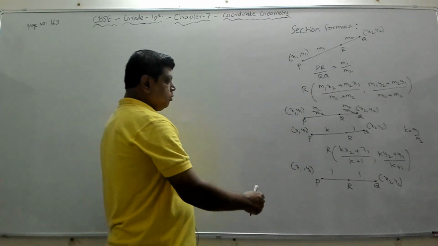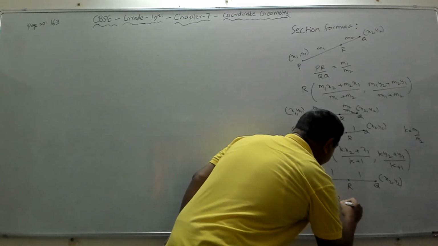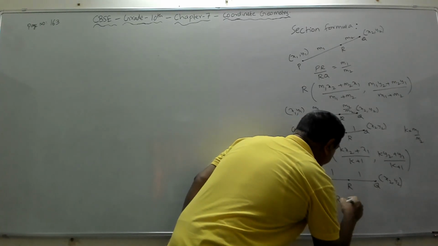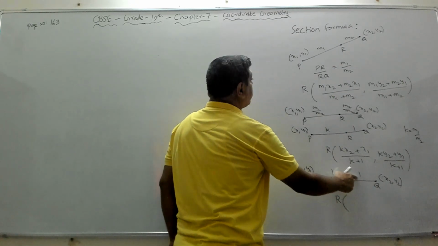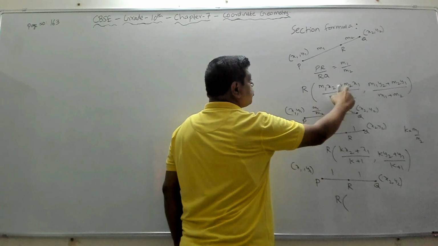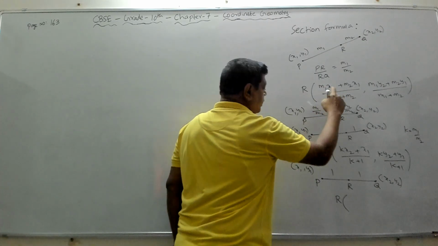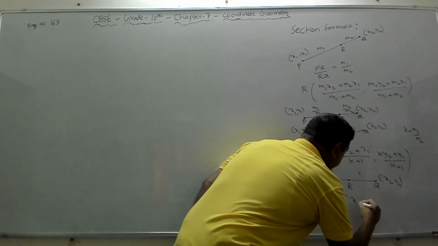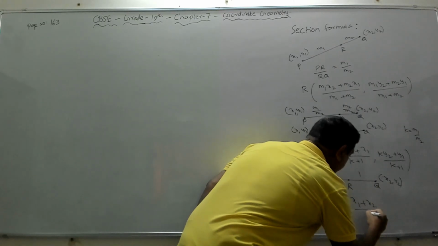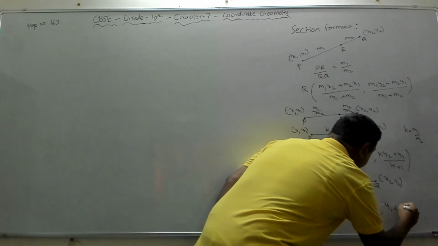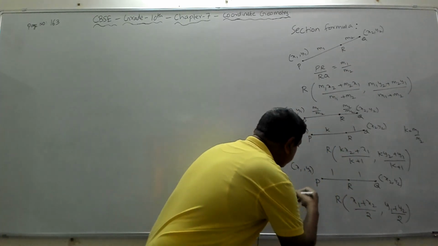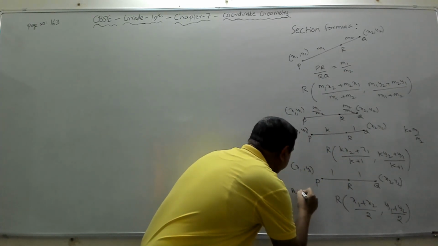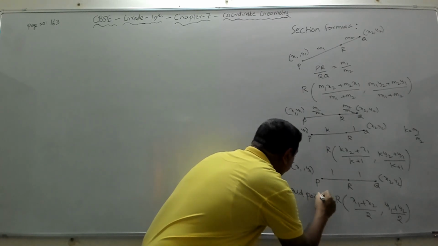So now if R is the midpoint of PQ, then your R coordinate is given as the midpoint. Then M1 is 1, M2 is 1. So if you substitute M1 as 1, M2 as 1 in this, this will become 1 into x2, which you can even write as x1 plus x2 by 2, comma y1 plus y2 by 2. So this is called the midpoint formula. It's a part of the section formula. It's called the midpoint formula.